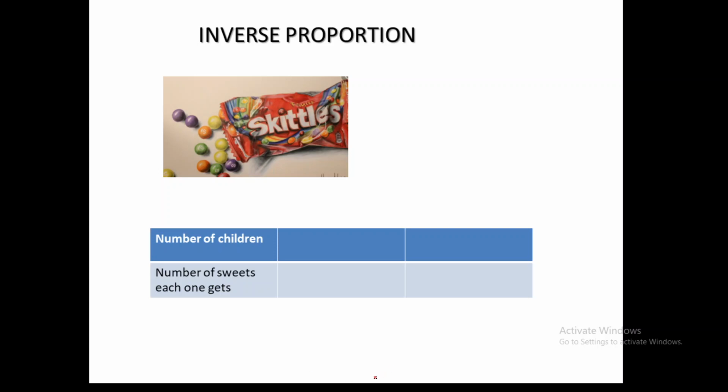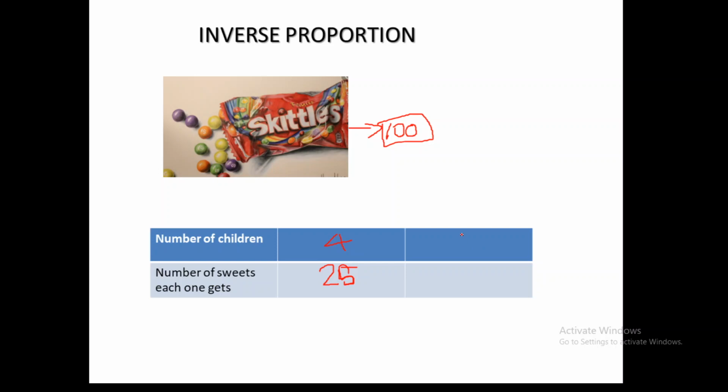In this video we are discussing inverse proportion. Look at this, we have a packet of sweets. It contains 100 sweets. If we are going to distribute these 100 sweets among 4 children, how many sweets will each child get? 25, right? 25 sweets each one will get.